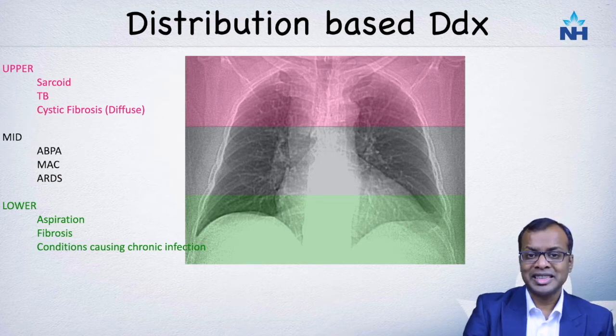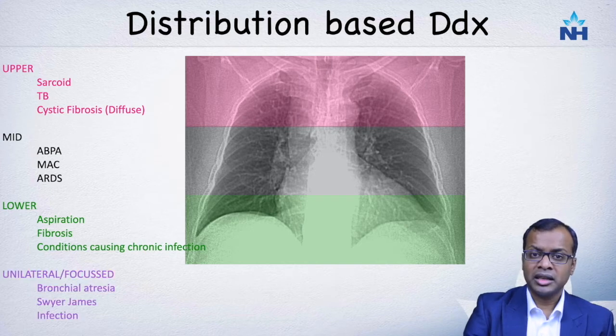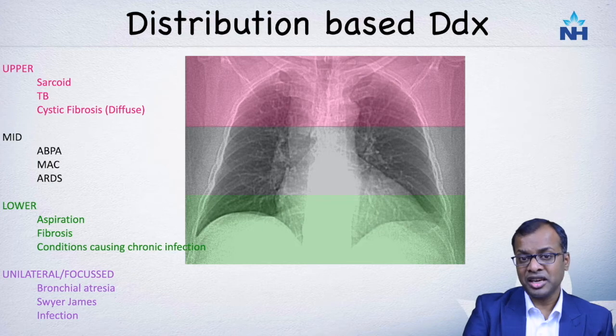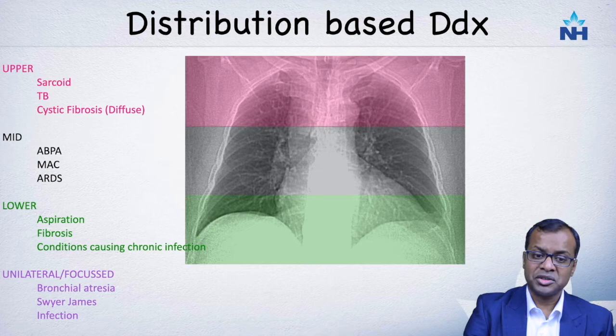Also, you can see this in patients with interstitial lung disease who have fibrosis, where the disease involves the lower aspect of the lungs. The other important feature which helps us in differentiating between pathologies is the unilateral nature of involvement, or one lobe involvement of the bronchiectasis. This is usually secondary to either underlying infection at a current time, or as a childhood disease seen in Swyer-James syndrome, or secondary to bronchial atresia.